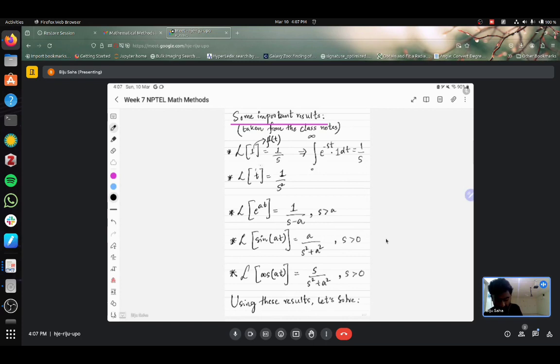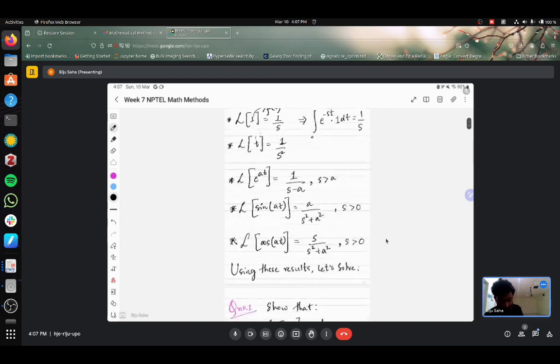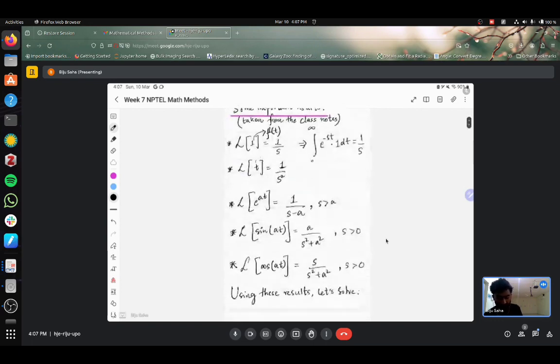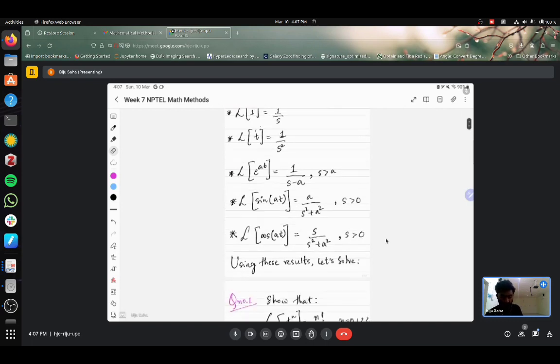In this case, the function is t. In other cases, the function is exponential, sinusoidal, cosine. You carry out all these integrations, and these are some standard results that will be very helpful in most problems you solve on the Laplace transform. I've just presented them here. So using these results, let's solve a few examples.